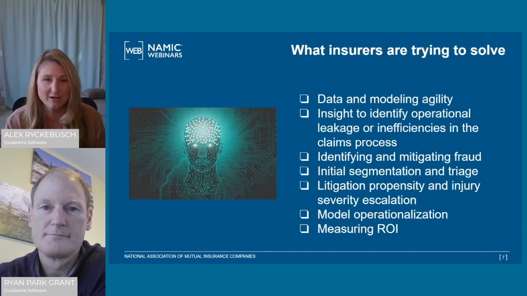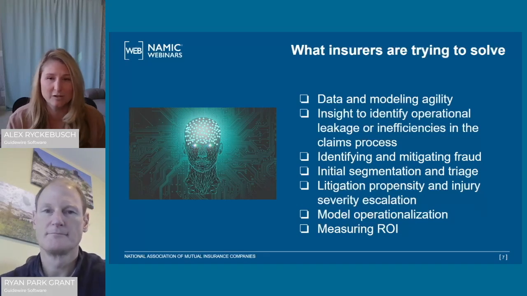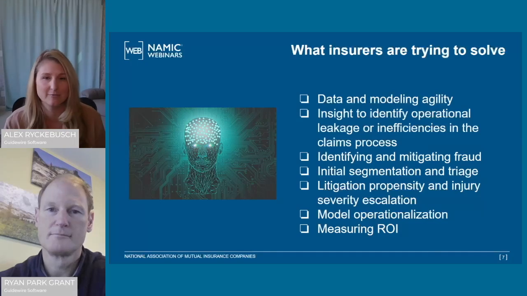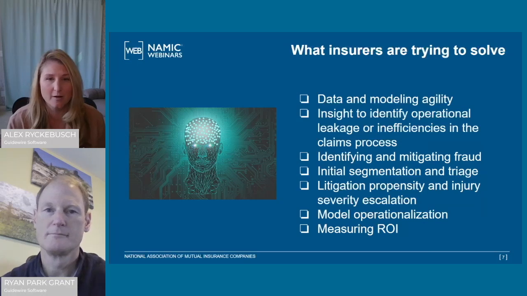So some of the areas that we hear most that carriers are really trying to solve is around the data and modeling agility. They want to be able to quickly adapt and refine data models. They want to be proactive instead of reactive to market changes or trends that they're seeing within the claims organization. And they want to be able to really respond to emerging risks.